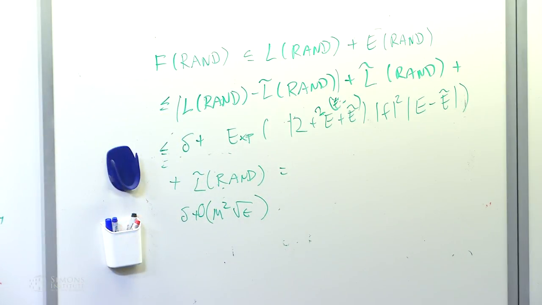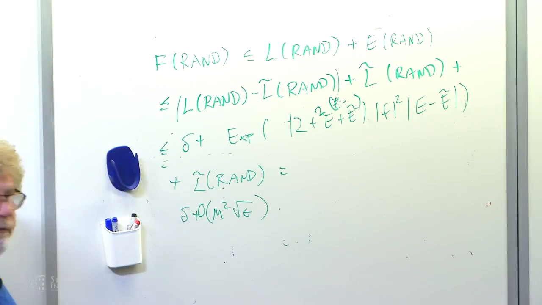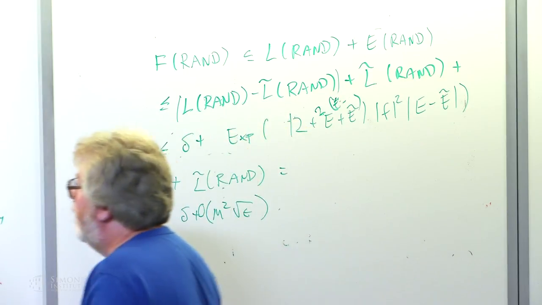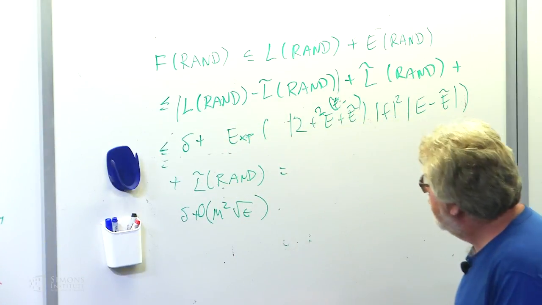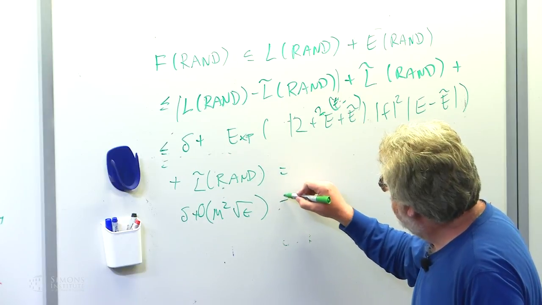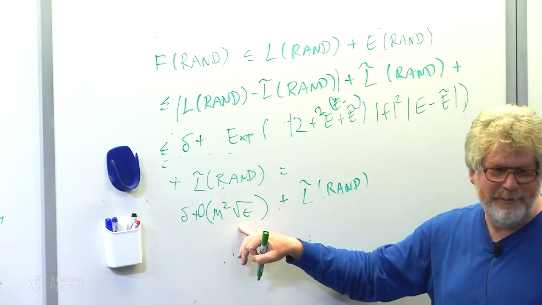Because remember that we had the difference between the value of E and its expectation is at most, in absolute value, epsilon, and is square root of epsilon. What is m? M is the maximum value of F. Okay. So I should have written this as F. And then plus L tilde of Rand. So these things are kind of under control.